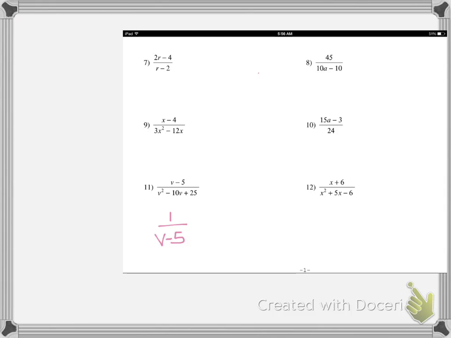Let's do x plus 6 over x squared plus 5x minus 6. In the top, we have x plus 6.